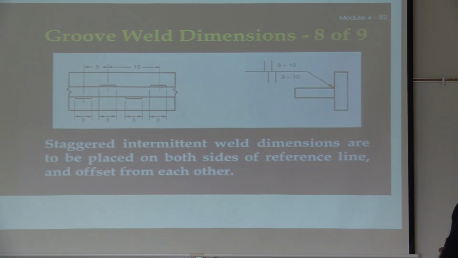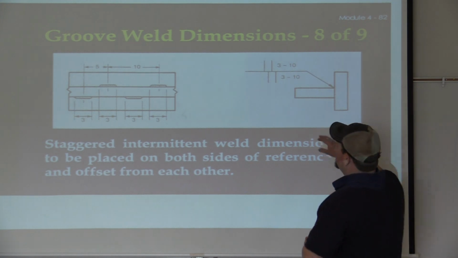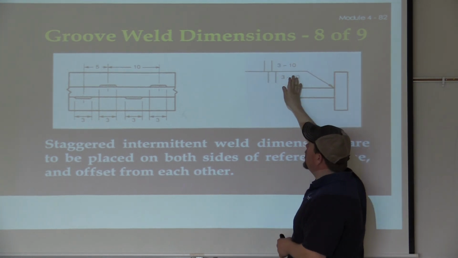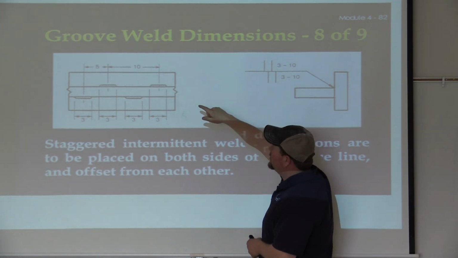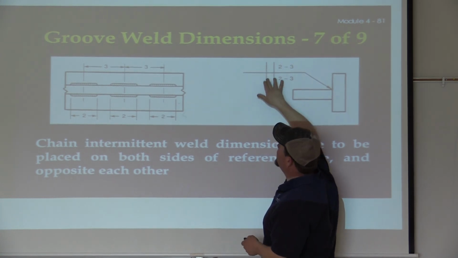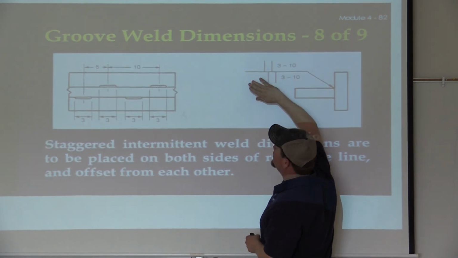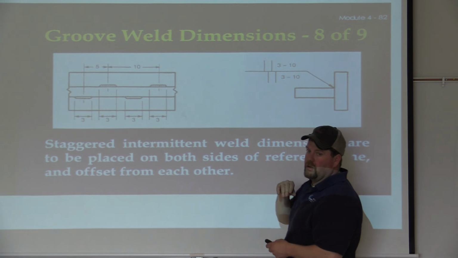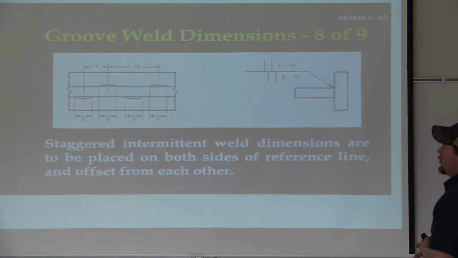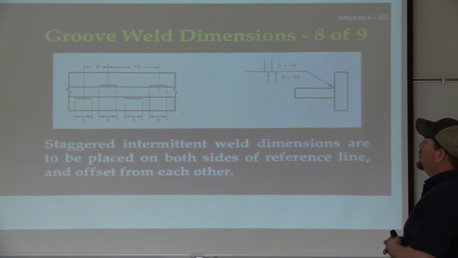In this case, staggered intermittent welds, they're all 3-inch length, they're 10, but if you notice, look at this, it tells you which one starts left, and that's the way you tell if it's staggered versus chain. Straight up and down is chain, staggered, they are offset, okay?